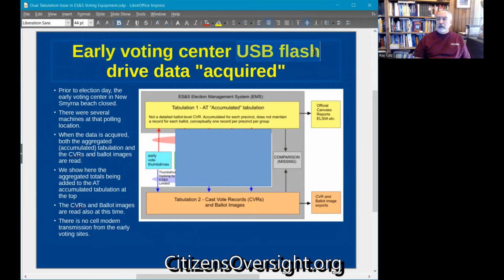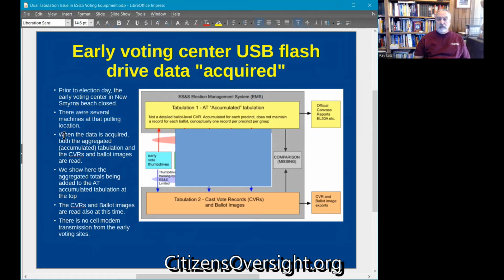They got the USB flash drive data, and then they went through what they call the acquiring process, which basically uploads the data into the machine. So they closed this a little bit prior to Election Day. It may have been early on Election Day, actually, before the polls closed, though. At this point the early voting center closed, and it may have been open for a couple of weeks. There were several machines at that polling location, I think at least 3.